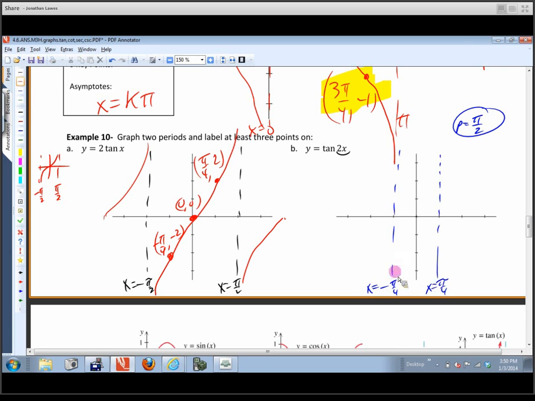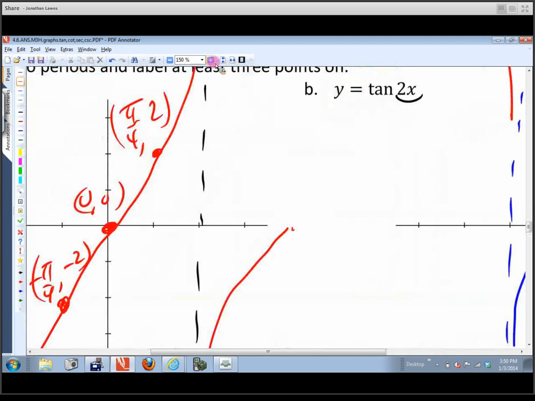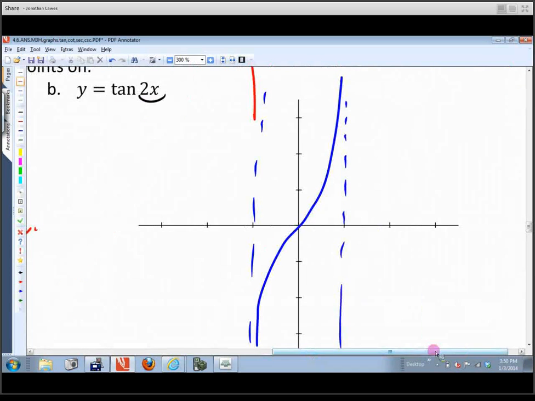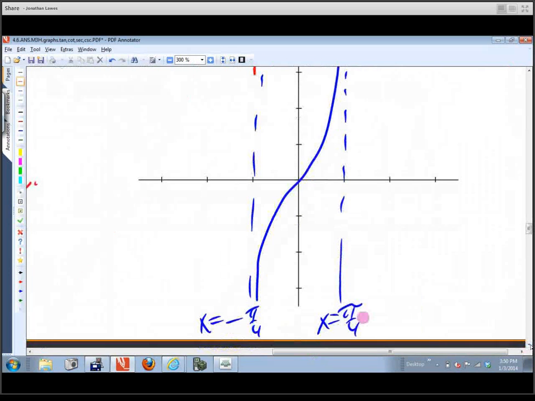It's still going to start down here and go up, so it's still going to go like this. But then we want to label some points. So I'm going to zoom in here so we can label this. Remember, this is pi fourths and this is negative pi fourths. So this point right here is still 0, 0, but it's going to hit 1 sooner or later, and it's also going to hit negative 1 sooner or later.